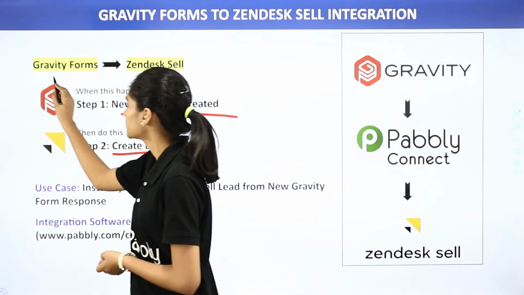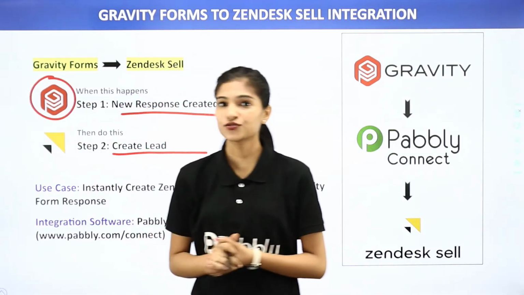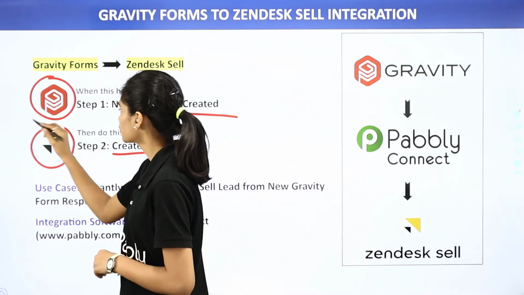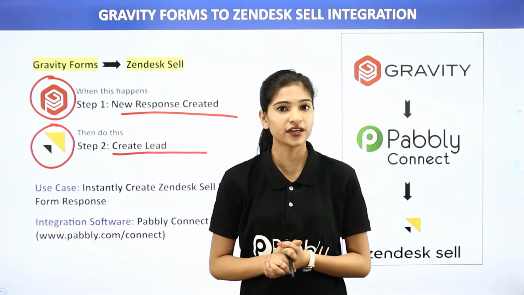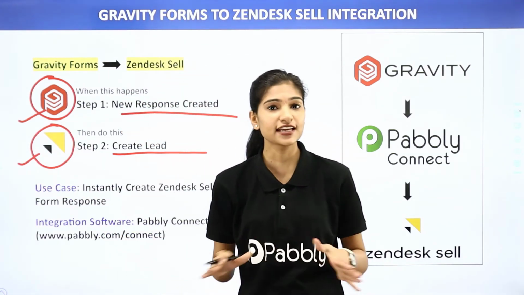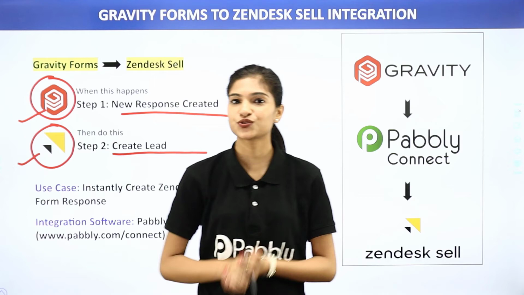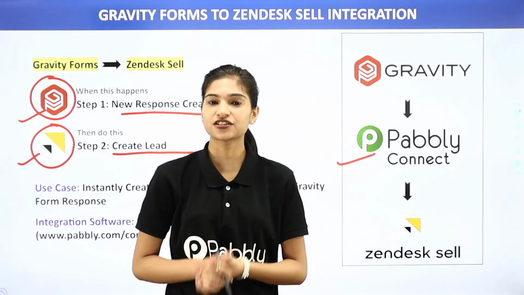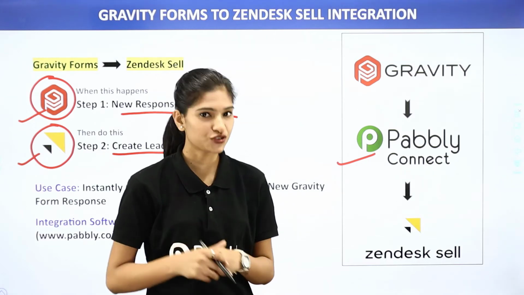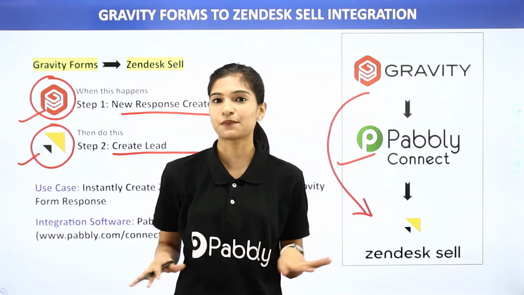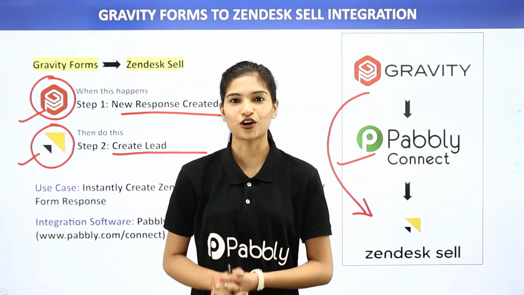So Gravity Forms is a WordPress plugin that allows you to create forms, whereas Zendesk Sell is a sales automation tool. The issue here is that Gravity Forms and Zendesk Sell don't have any integration between them, and that is why we are going to use Pabbly Connect. So Pabbly Connect is an integration software which will help you to transfer data from Gravity Forms to Zendesk Sell. The best part here is you don't require any knowledge of coding.